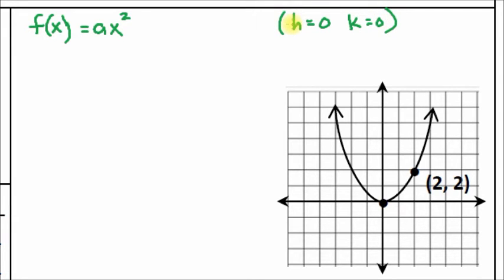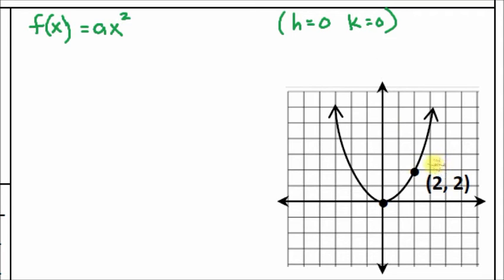Because our vertex is at (0, 0), we don't have to worry about b or c or h or k. All we've got to care about is a. And actually, to find the equation or function of this parabola, class, all you've got to do is figure out what a is. Once you find a, you've got your problem solved.